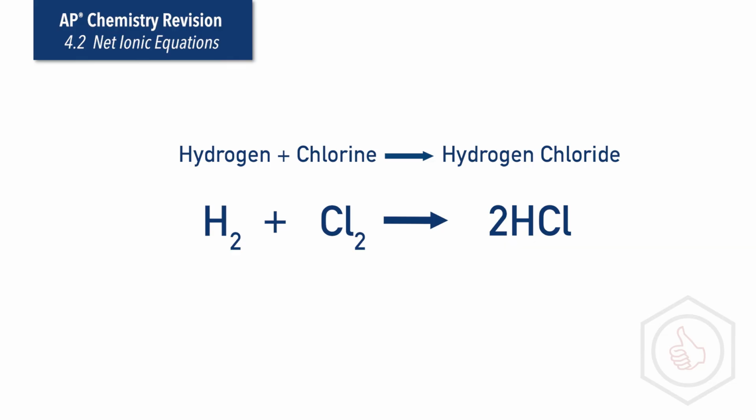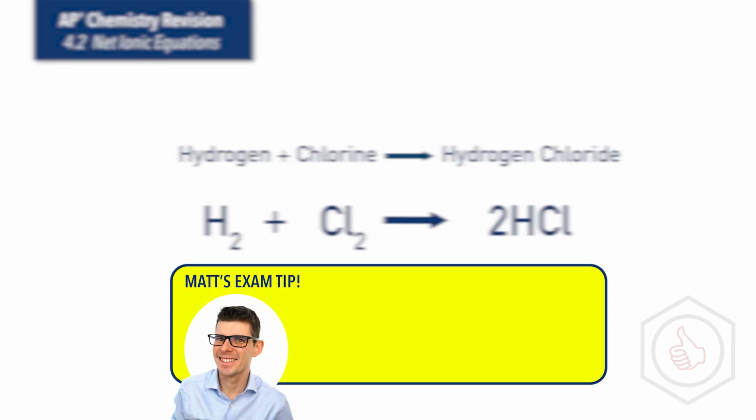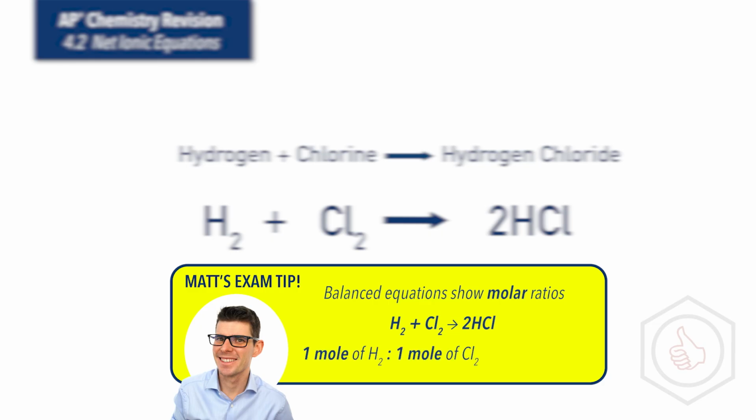Each side has 2 hydrogen atoms and 2 chlorine atoms, meaning the total mass of reactants on the left is the same as the total mass of products. And as both reactants are neutral and have no overall charge, and the product is neutral and has no overall charge, there's no change in charge. Exam tip here: remember that balanced equations show molar ratios. So for the example given previously with hydrogen and chlorine, what this equation actually shows us is that 1 mole of hydrogen reacts with 1 mole of chlorine to produce 2 moles of HCl.